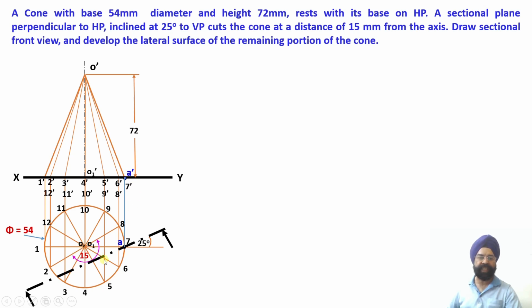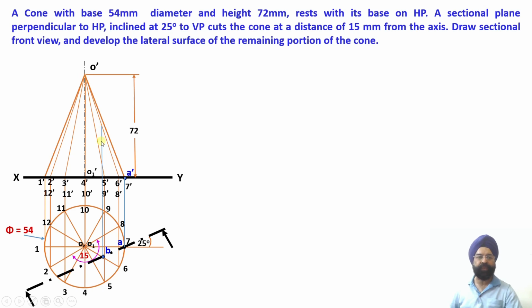Now let me work out the second point of intersection. The second point of intersection of the cutting plane lies on the slant generator O6. The name of this point is B. So this was small a, and this is small b. Now point B lies on the slant generator O6. From B, I am going to draw a vertical projector up till it meets, in the front view, the slant generator O-6 dash. This is my slant generator front view, that is O-6 dash.